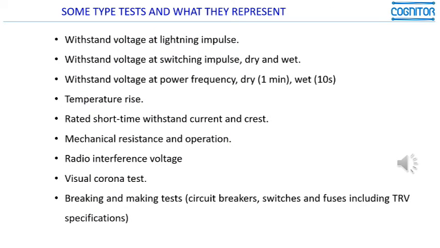The main type tests are all explained in these slides, and they are applicable to many of the other items of the substation. The methods of tests and the particularities of each one are explained in the IEC standards. In this case, for disconnectors, IEC 62271-1, and here are some tests. Withstand voltage at lightning impulse, at switch impulse, dry and wet. These are two different conditions specified there. Withstand voltage for power frequency, dry and wet also.